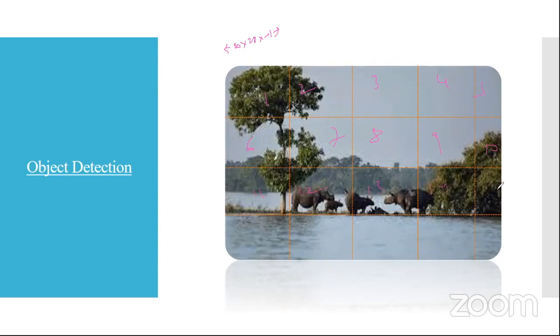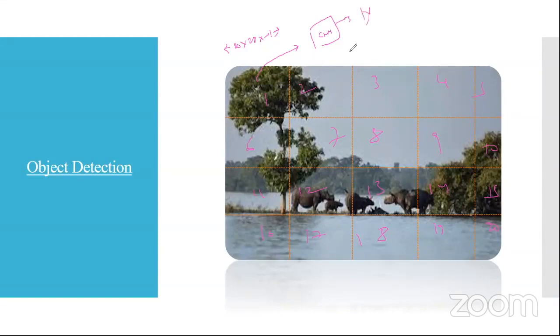13th, 14th, 15th, 16, 17, 18, 19, 20. Now what's going to happen? All these images, like this particular grid, is going to be input to our model first. Let's say our CNN model. And the output is going to be whether this particular grid comes with an animal or not.